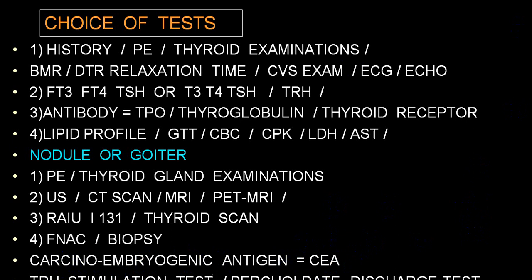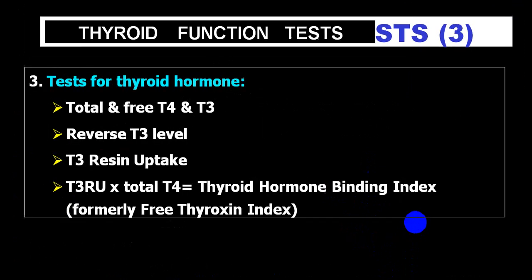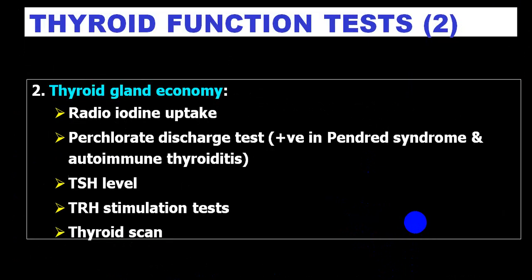I've already mentioned the TRH stimulation test, TSH stimulation test, or inhibition test, that is the T3 inhibition test, which is mainly done to identify the central causes. And the perchlorate discharge test, we have already mentioned before, is mainly done for Pendred syndrome.